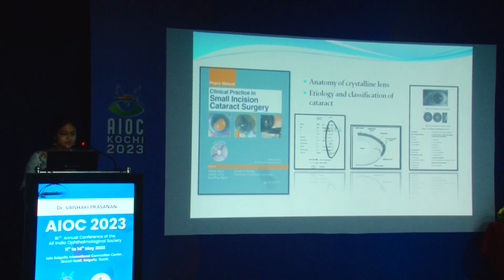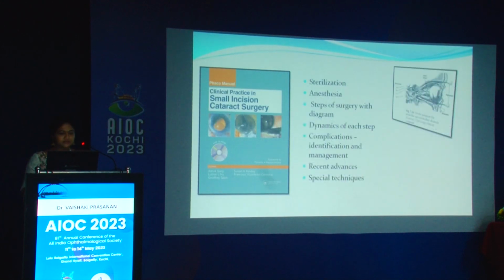And this textbook by Ashok Garg on small incision cataract surgery, it's a very big book, around 1000 pages, and it starts with anatomy of crystalline lens, etiology and classification of cataract, and also it gives a brief idea about how OT instruments are sterilized, anesthesia, steps of surgery, and dynamics of each step are given in detail in this book. Also, it tells about the complications, recent advances, and special cases, like pediatric cataract surgery also. And you can buy it from Amazon, and this book comes with a CD-ROM which has surgical videos also.